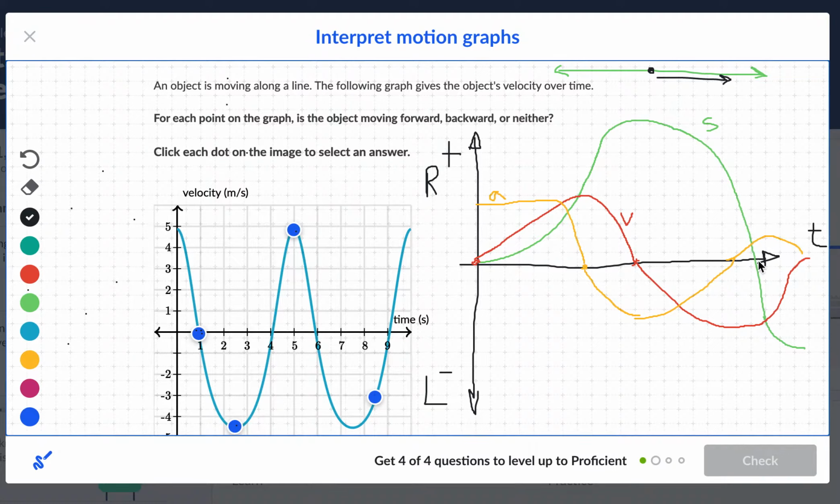Here's where it began at the 0 position, and then it moves to the left, and then it sort of slows down moving to the left, and here, based on the position, we can see that it stopped.